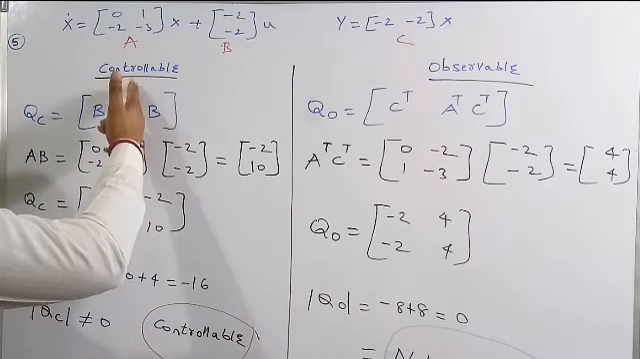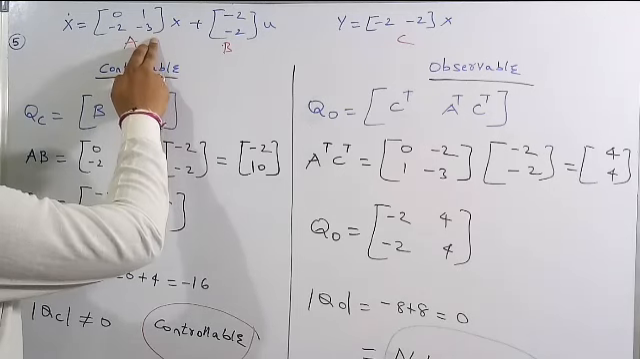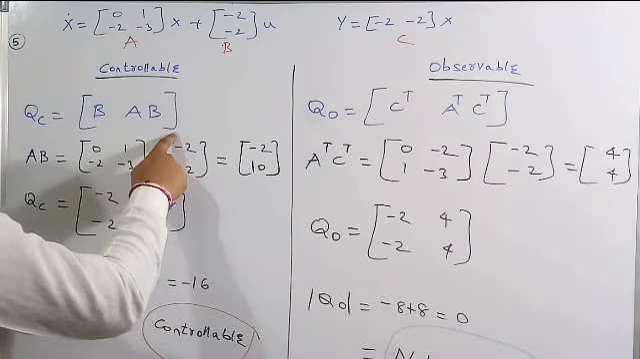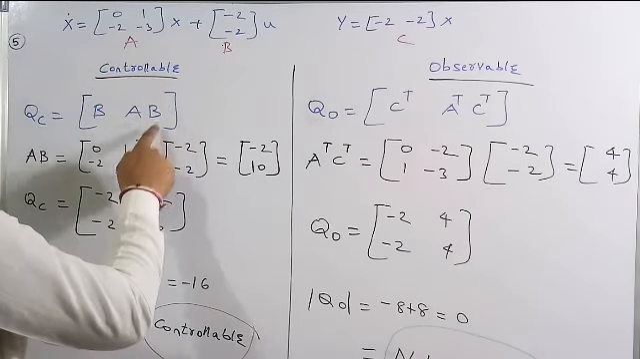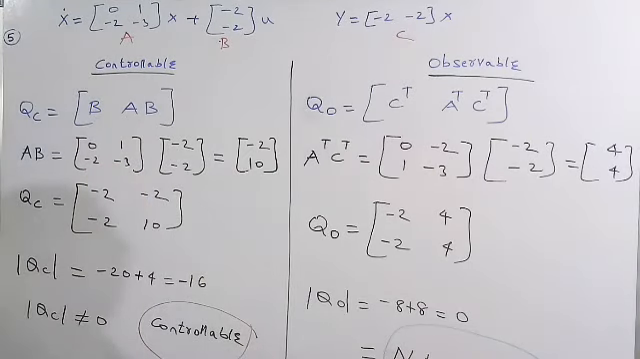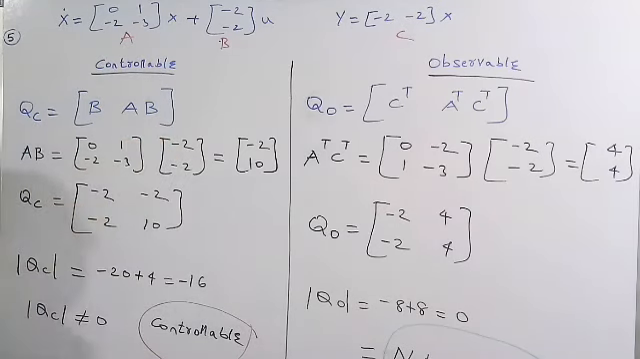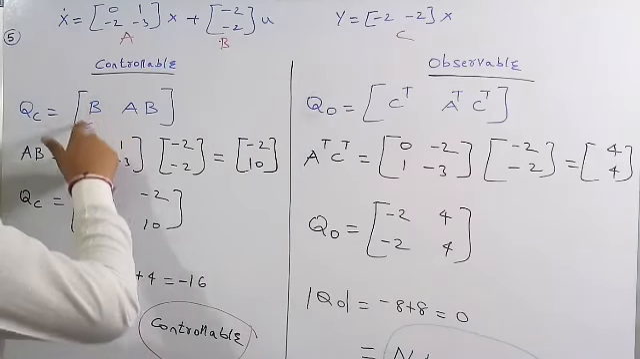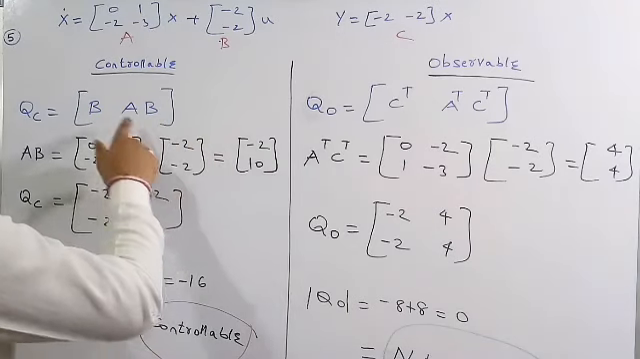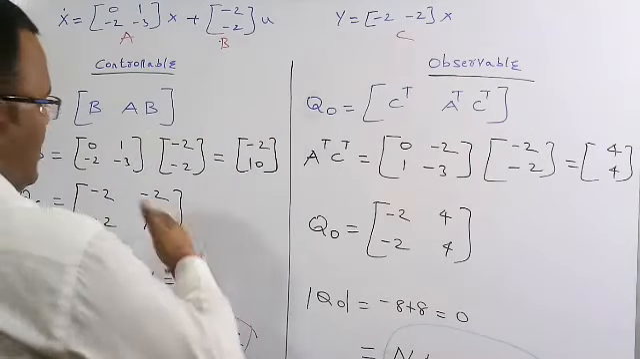First we will find out about controllability. The controllability matrix Qc has order 2 by 2. If the A matrix is n by n, the controllable matrix and observable matrix have to be of the same order as the A matrix. Here A is 2 by 2, so Qc is also 2 by 2. The first column is B and the second column is AB. If you want to extend for another column, the next column will be A squared B, and so on.